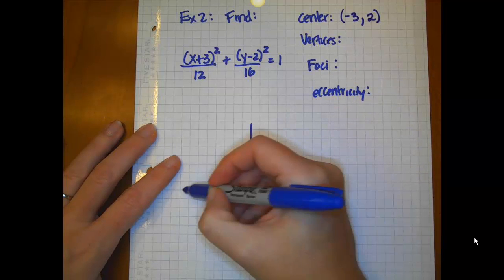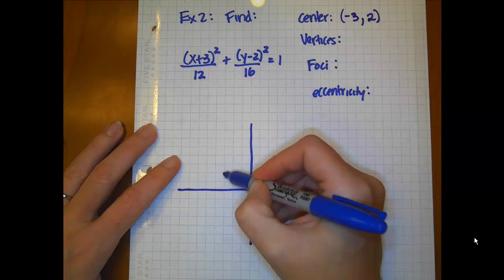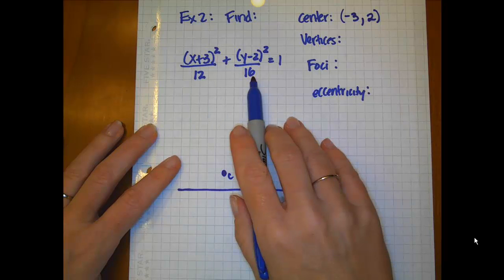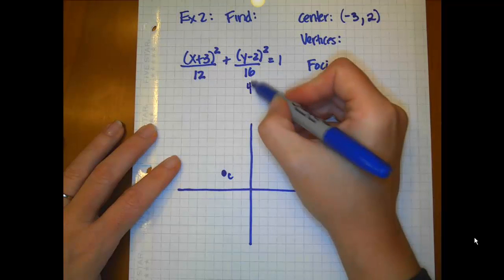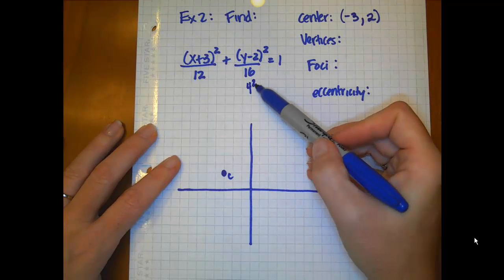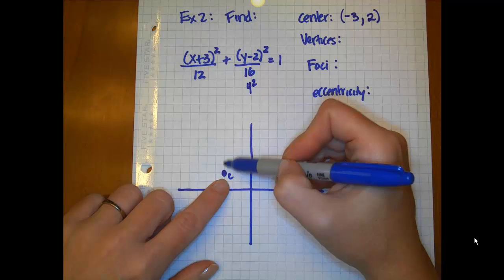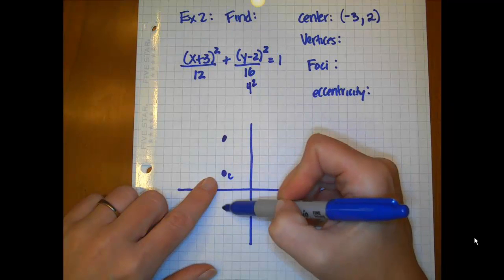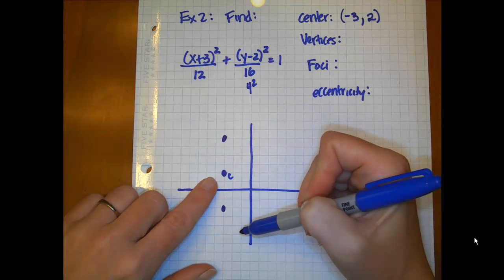So let's go ahead and plot that. 1, 2, 3, 1, 2. This is my center. Okay, now, if I notice my denominators, 16 is bigger and it's underneath the y. I can think of this as 4 squared. So this means my major axis is going to be vertical. So if I take my center and go a distance of 1, 2, 3, 4 above, and then go a distance of 1, 2, 3, 4 below, okay, this is my major axis that I've just made.